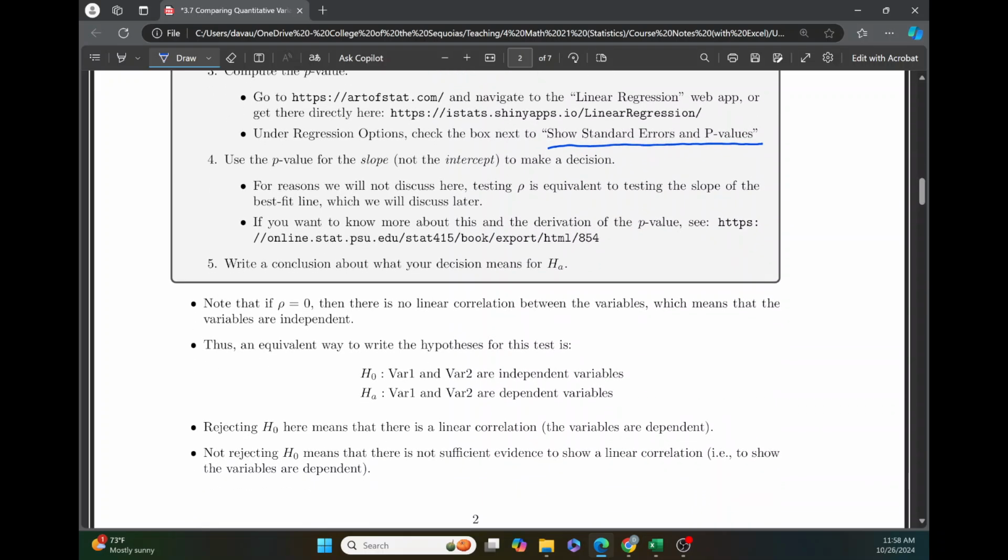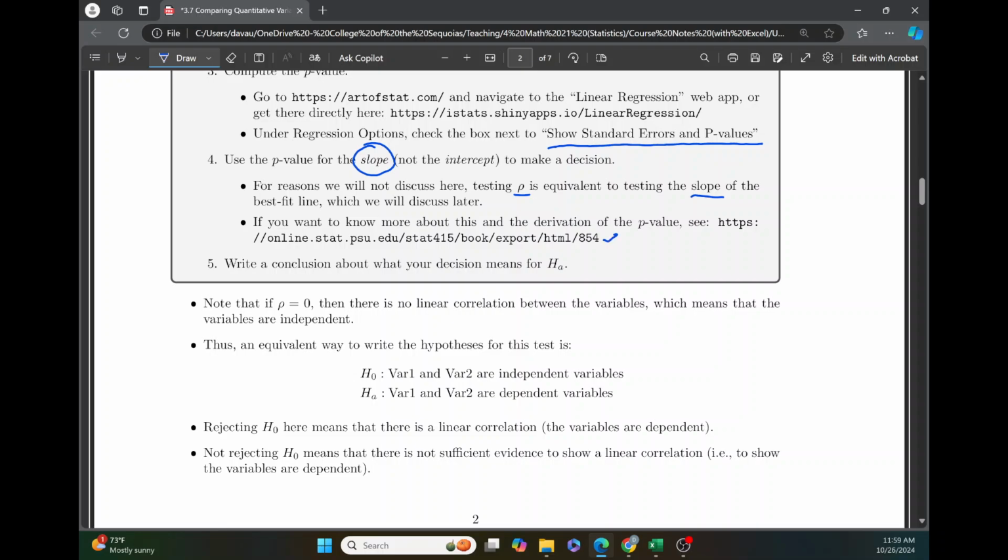It'll actually compute a couple different p-values. It'll compute a p-value for the slope, and it'll compute a p-value for the intercept. The p-value we want is for the slope. That might seem a little bit confusing because you might be thinking, wait, we're not testing slopes, we're testing correlation coefficients. But for reasons that we're not going to take time to discuss here, testing the correlation coefficient rho is equivalent to testing the slope of the best fit line, which we're going to talk about later. We're going to talk about the best fit line and slopes and all that stuff. But those are equivalent things, and if you want to know more about why they're equivalent and how the p-value is being calculated, you can follow this link here.